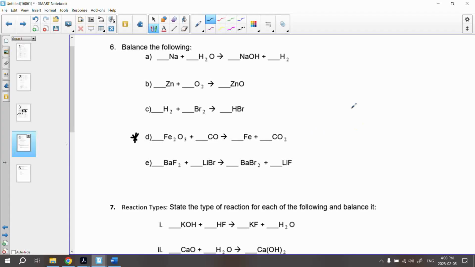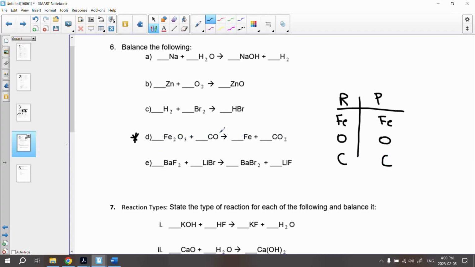So there are a few strategies. You can make yourself a little chart. Lots of people like making a chart. You can make a reactant side and a product side, and you can take an inventory of what you have. So you've got iron, oxygen, and carbon on the reactant side, and I'm going to make that same list on the product side. We still have iron, oxygen, and carbon.